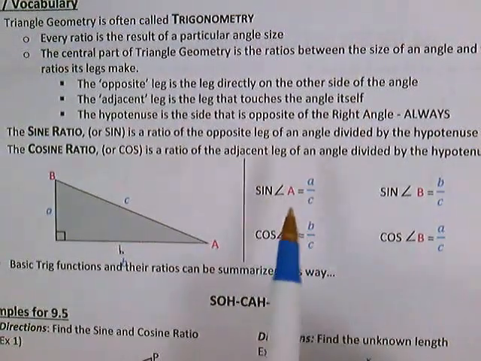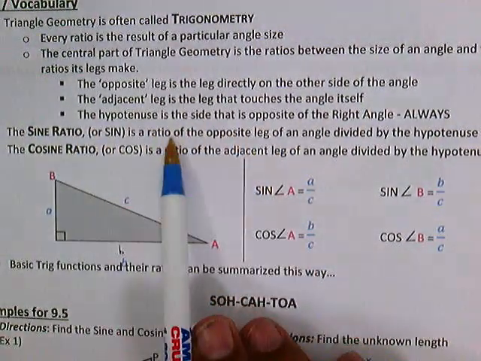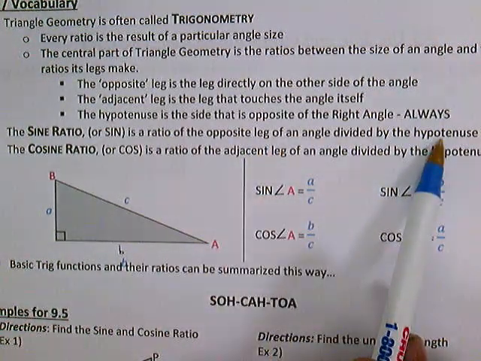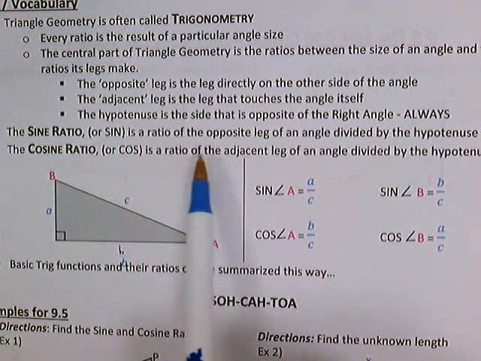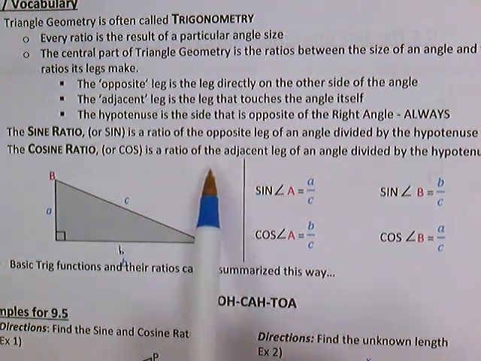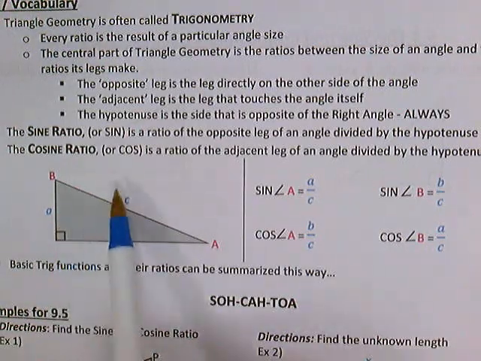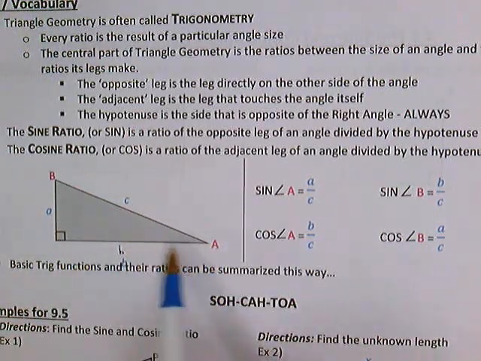There are two different ways, two different angles, because it depends on which angle you're referring to. Now, regardless of which one you're referring to, sine is always the same: opposite divided by hypotenuse. The cosine ratio is similar, but instead of the opposite being divided by the hypotenuse, in a cosine, it is the adjacent leg.